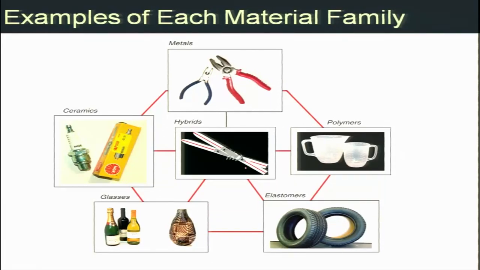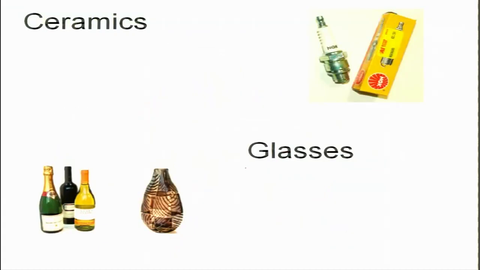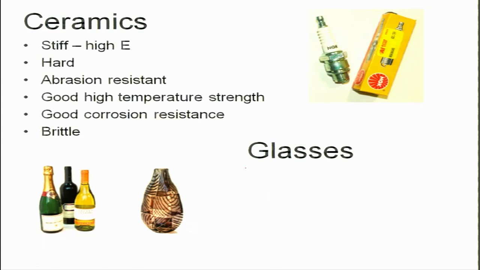Okay, so if we go to the next slide, these are certain applications as I explained to you before. So ceramics, just to summarize, have high stiffness, high elastic modulus, they are hard, and they have high abrasion resistance. They have good high temperature strength, which means they hold their strength up to higher temperatures. Higher temperatures typically will mean above 1000 degrees centigrade. They have reasonably good corrosion resistance, but they are brittle. Okay, this is a major problem with ceramics because they cannot absorb any shock.